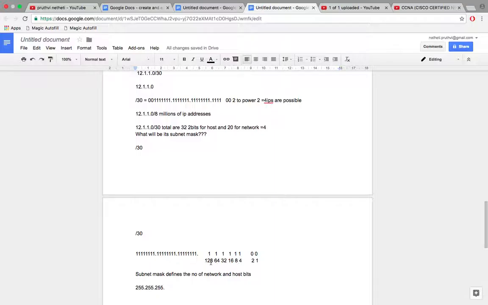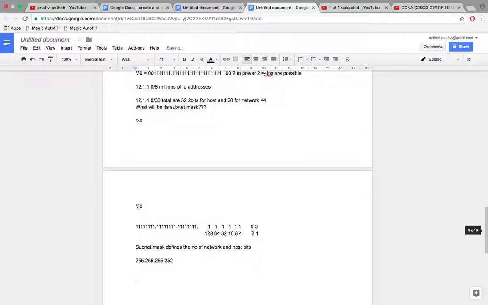Add all this. 128 plus 64 is 192. 192 plus 32 is 224. 224 plus 16 is 240. 240 plus 8 is 248. 248 plus 4 is 252. So the subnet mask is 255.255.255.252. We have only 4 IP addresses here, as this is a /30 network.